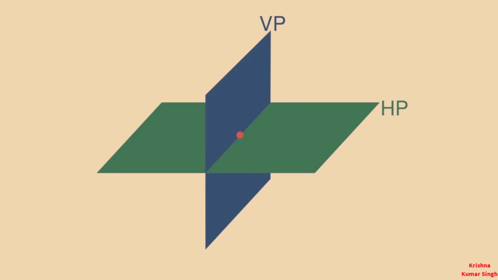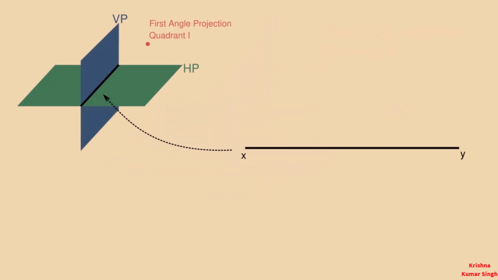Now let us see what are the steps involved to draw the projections if the point is in first quadrant. We know that in the first quadrant the point lies above the horizontal plane and in front of the vertical plane. As the point is in the first quadrant, the angle of projection for this quadrant is called first angle projection. Let us draw the reference line XY on the drawing paper. It is nothing but the intersection of the two reference planes.